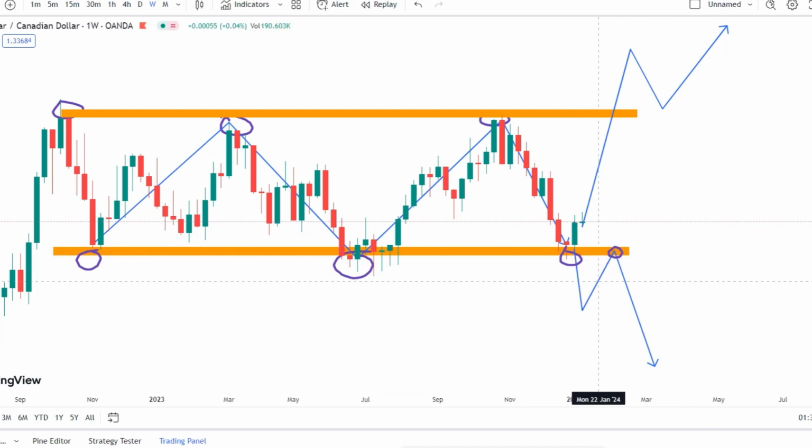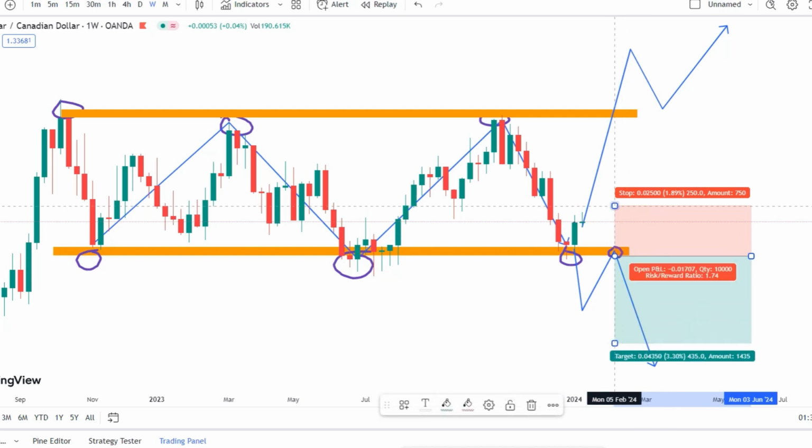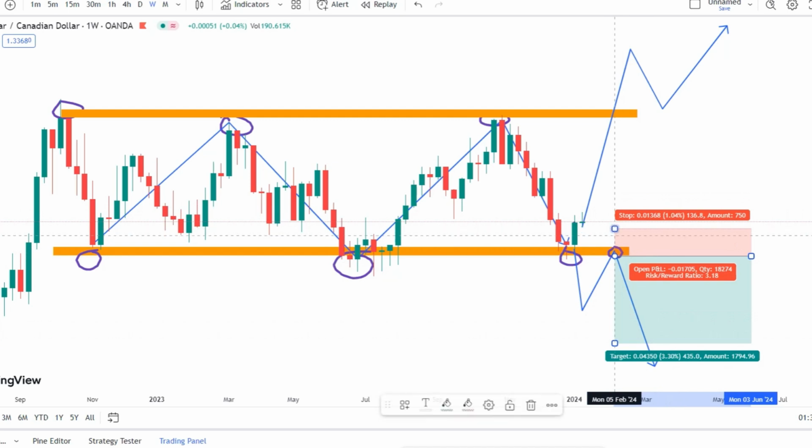All right, after the market gives you the pullback, put your stop loss and enter the market. Do something like that.